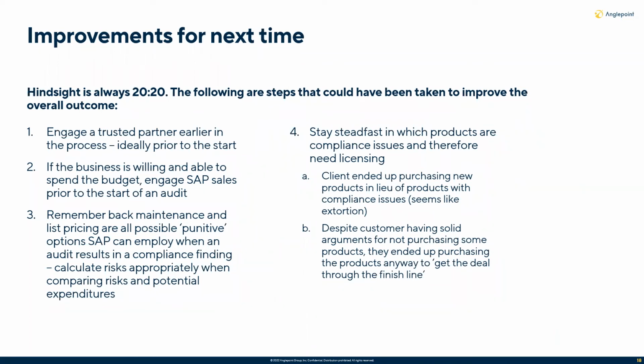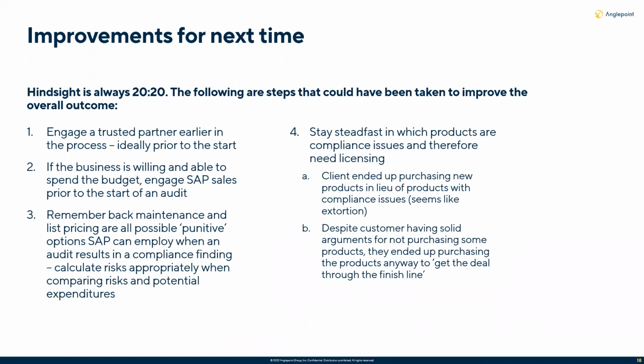If the business is willing and able to spend the budget, engage SAP prior to the start of an audit. So if the business is willing, you have the budget and you intend on spending that money, engage the commercial team beforehand. If you think an enhanced audit's on its way, or if you think that things are going to get hairy, go ahead and engage the commercial team and put something on the books. Hey, look, let's get some products on paper and let's start negotiating a price and see if we can make a deal.